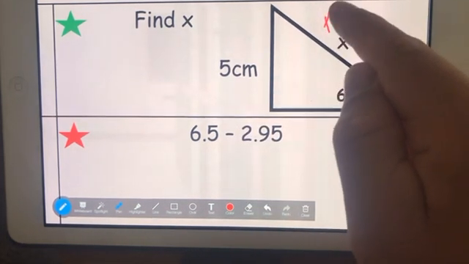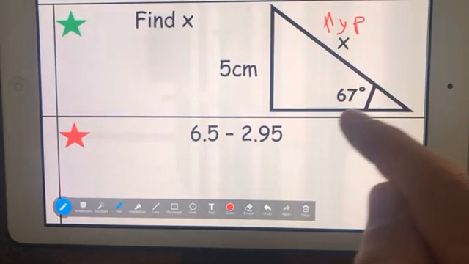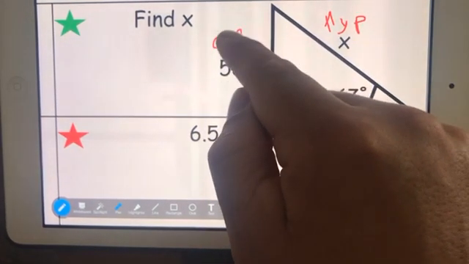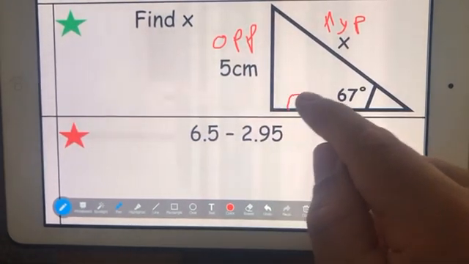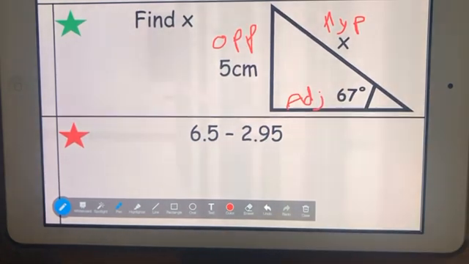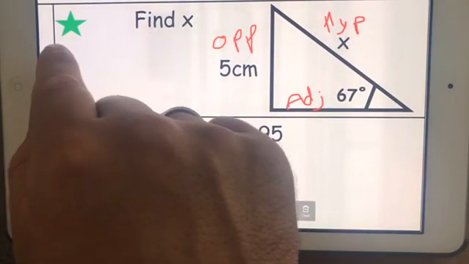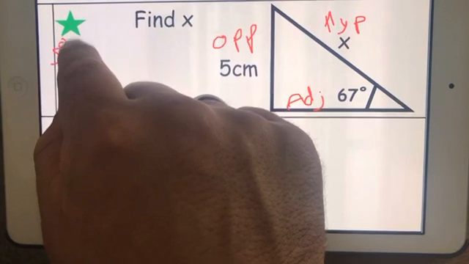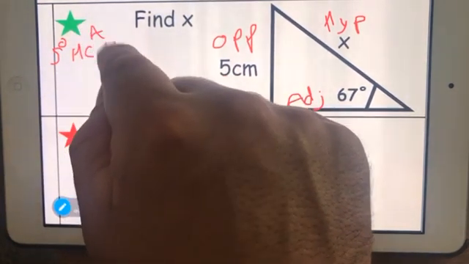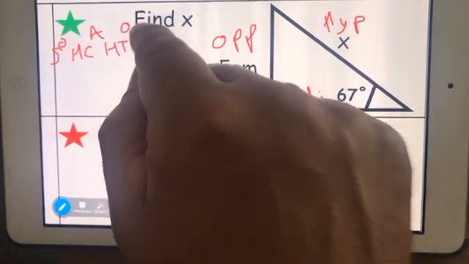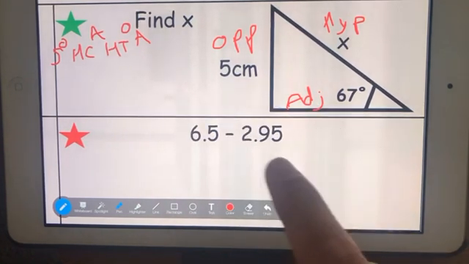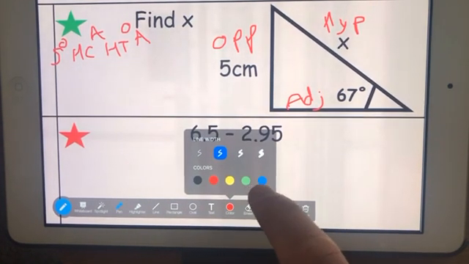I'll label my hypotenuse, my opposite side, and my adjacent side. Those are my 3 sides that I label. I write down SOHCAHTOA. Okay, I cross off the 1. I need to cross off the 1 now that I'm going to not need.